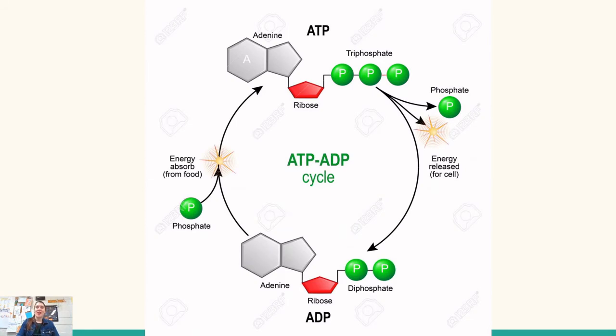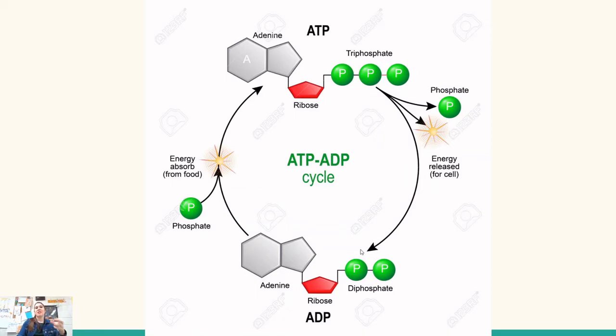Okay, so maybe you start with ADP in your cell. You're going to add energy. Usually, obviously, we get energy from food. So you're going to add some energy from your food, which is going to add a phosphate group onto it. It turns into ATP. And then when you need energy, you're going to break off that phosphate group and it turns back to ADP. And this cycle just repeats over and over again.